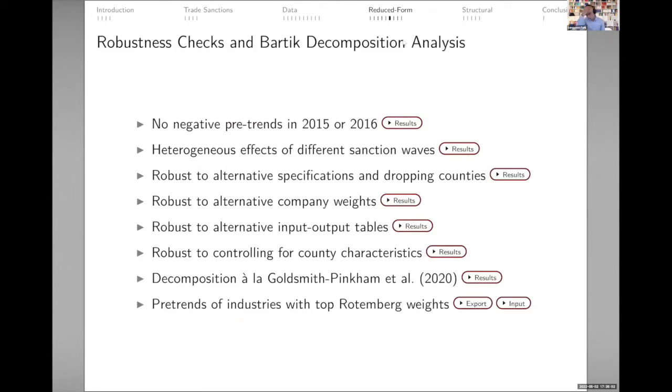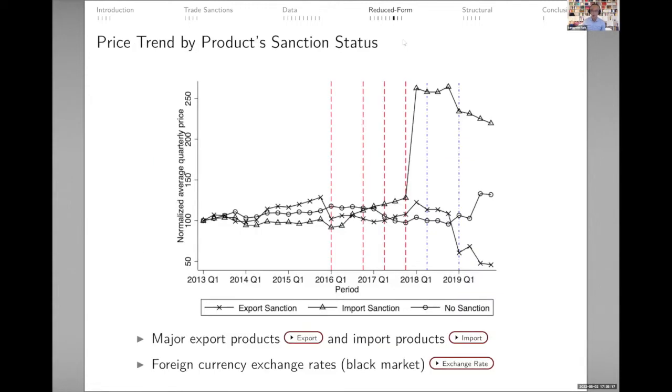So we conduct a battery of robustness checks and also do a Bartik decomposition analysis following the recent trend. And overall, the estimates are similar to what we find in the main analysis. So these are just results from the market price data.